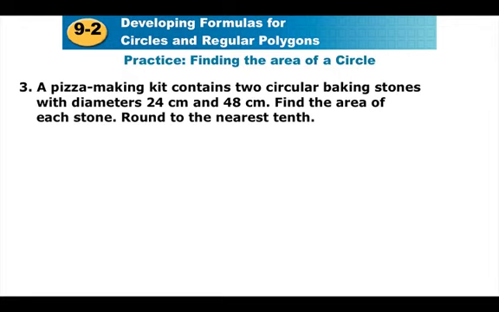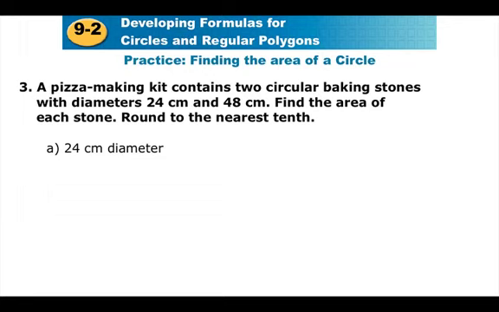This is practice problem number 3. Follow along as we read the problem. A pizza making kit contains 2 circular baking stones with diameters 24 centimeters and 48 centimeters. Find the area of each stone, round to the nearest tenth.